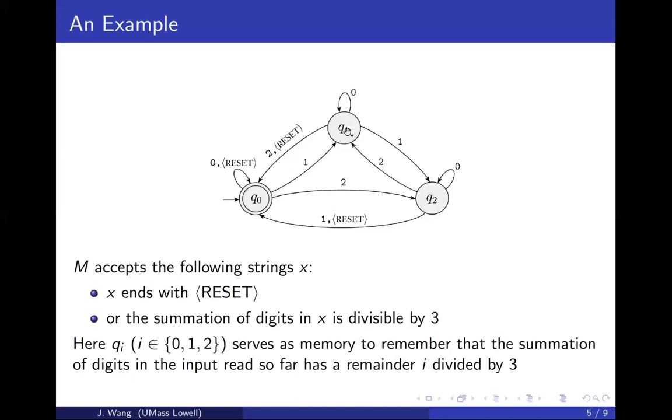So this Q1 indicates the summation of the digits in your input divided by 3 has a remainder 1. This state has a remainder 2. And in this state it's divisible, it has a remainder 0. So you can see here that we can use these states to memorize something.